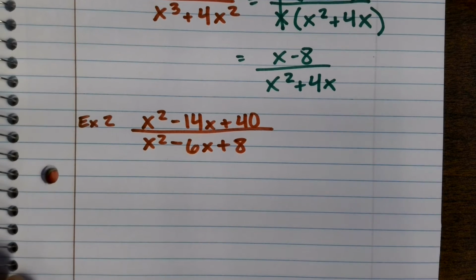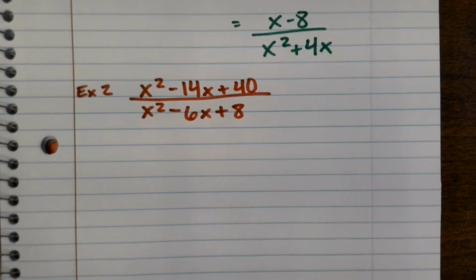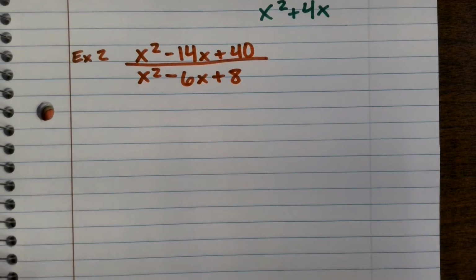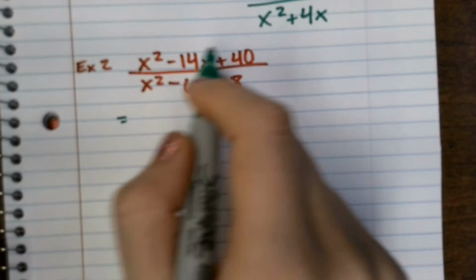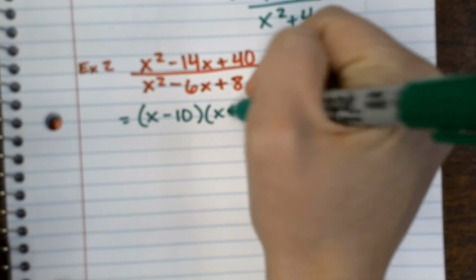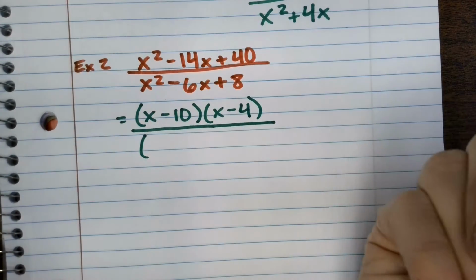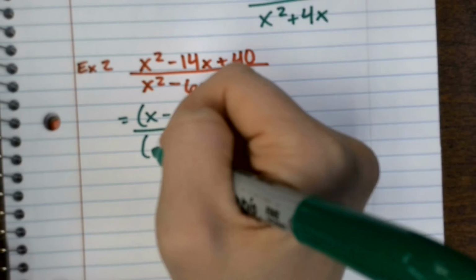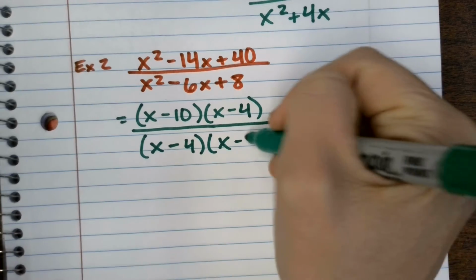For the second type of simplifying, this is more what we're used to, where they're both trinomials that we can factor. So in this case, we would be looking for two numbers that multiply to be 40 and add to be a negative 14. So we've got x minus 10, x minus 4. And at this point, we've actually done a lot of this with our chart. We've got x minus 4, x minus 2.